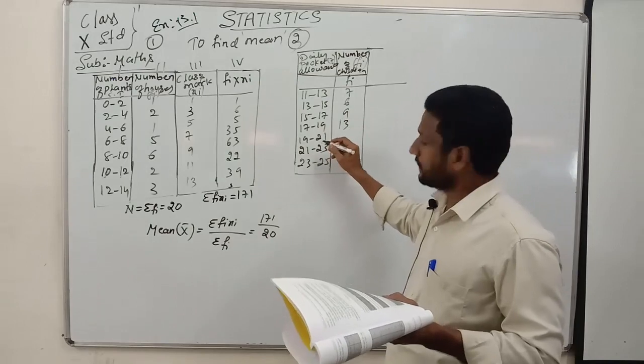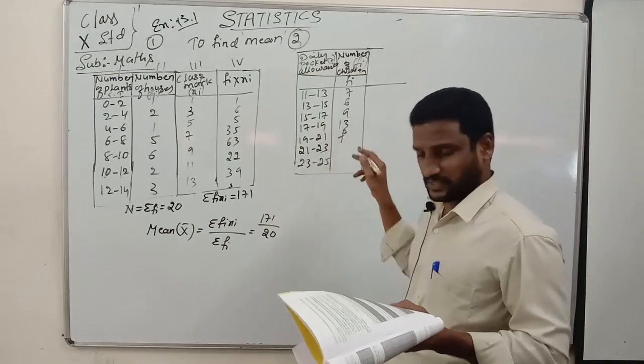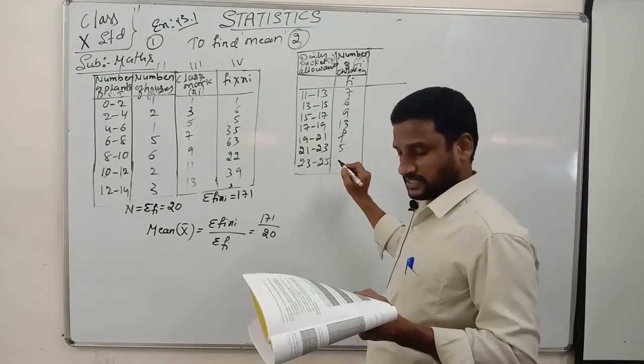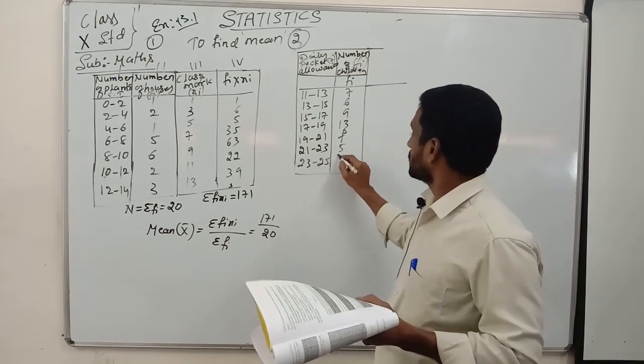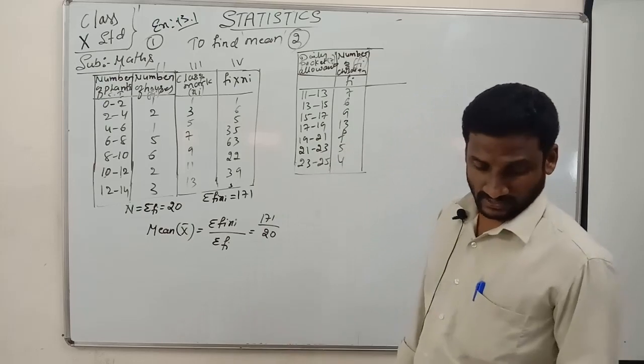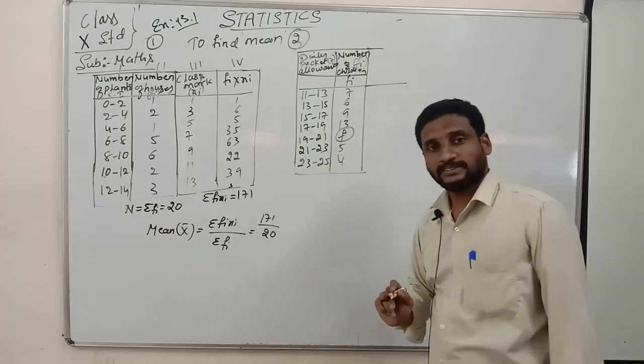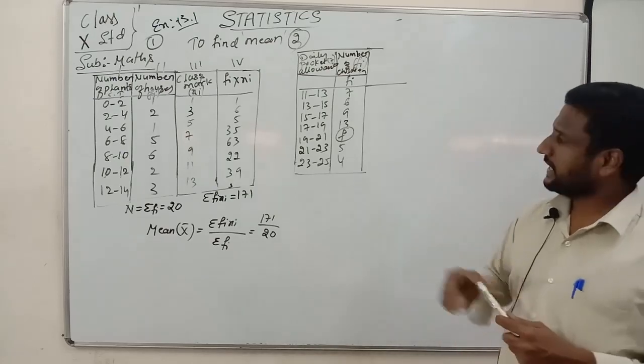So 19 to 21, the frequency we don't know, that only I am finding. So 21 to 23, that is 5 children. Again 23 to 25, 4 children. This is the given data, sir. The missing frequency, yes, this is the frequency that you should find out here. So how? Same steps here.